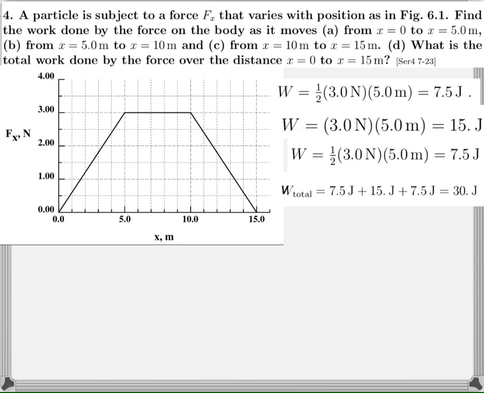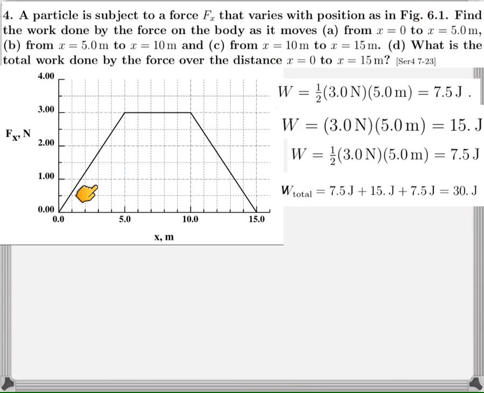In this question, the force versus x graph is given. Force is in newtons and x is in meters, so that the work is in joules. So first, calculate the work done by this varying force between x equals 0 and x equals 5, the first part.